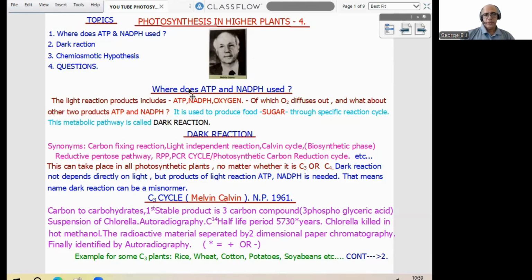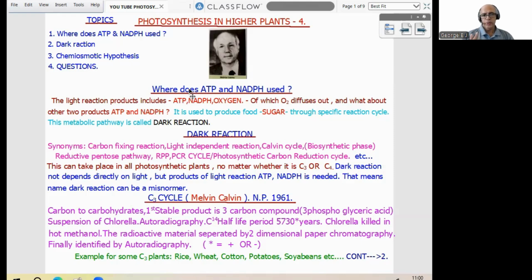Now, before entering into the reaction side, we should know what the product formed is, which organism is used, which methodology is used, which carbon is used, how the organism was killed, and how radioactive substances were separated. This aspect is not given in NCERT. So carbon will be converted into carbohydrate. The first stable product is a 3-carbon compound, that is 3-phosphoglyceric acid. That is why it is called the C3 cycle.